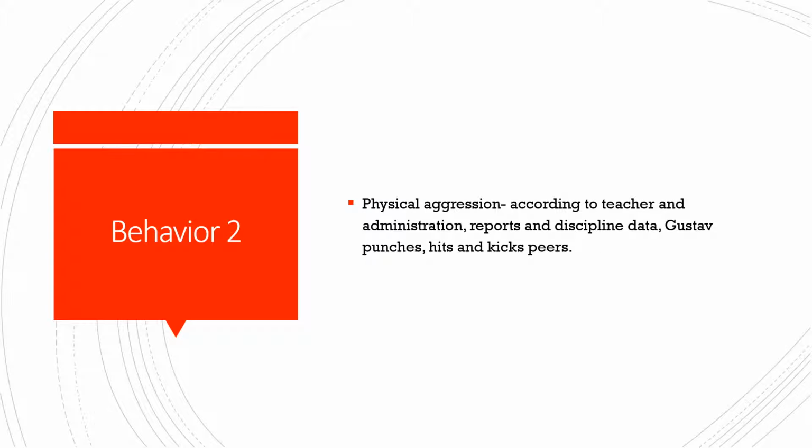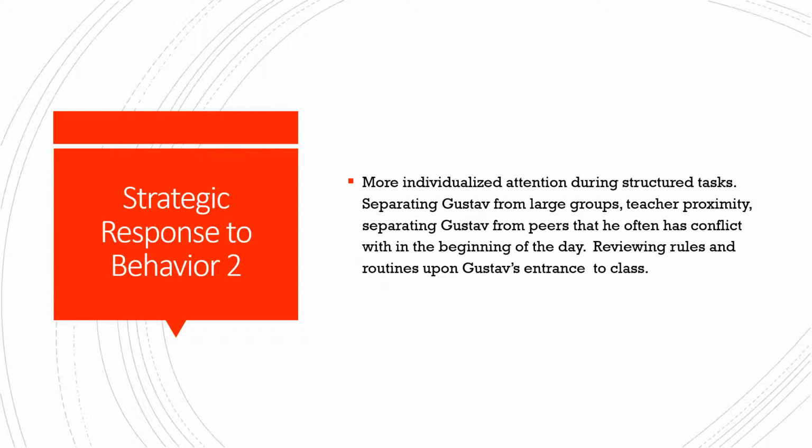Behavior 2. Gustav shows physical aggression. According to teacher and administration reports and discipline data, Gustav likes to punch, hit, and kick his peers. The strategic response to this behavior: more individualized attention during structured tasks, separating Gustav from large groups, teacher proximity, separating Gustav from peers that he often has conflict with, reviewing rules and routines at the beginning of the day and upon Gustav's entrance to class.